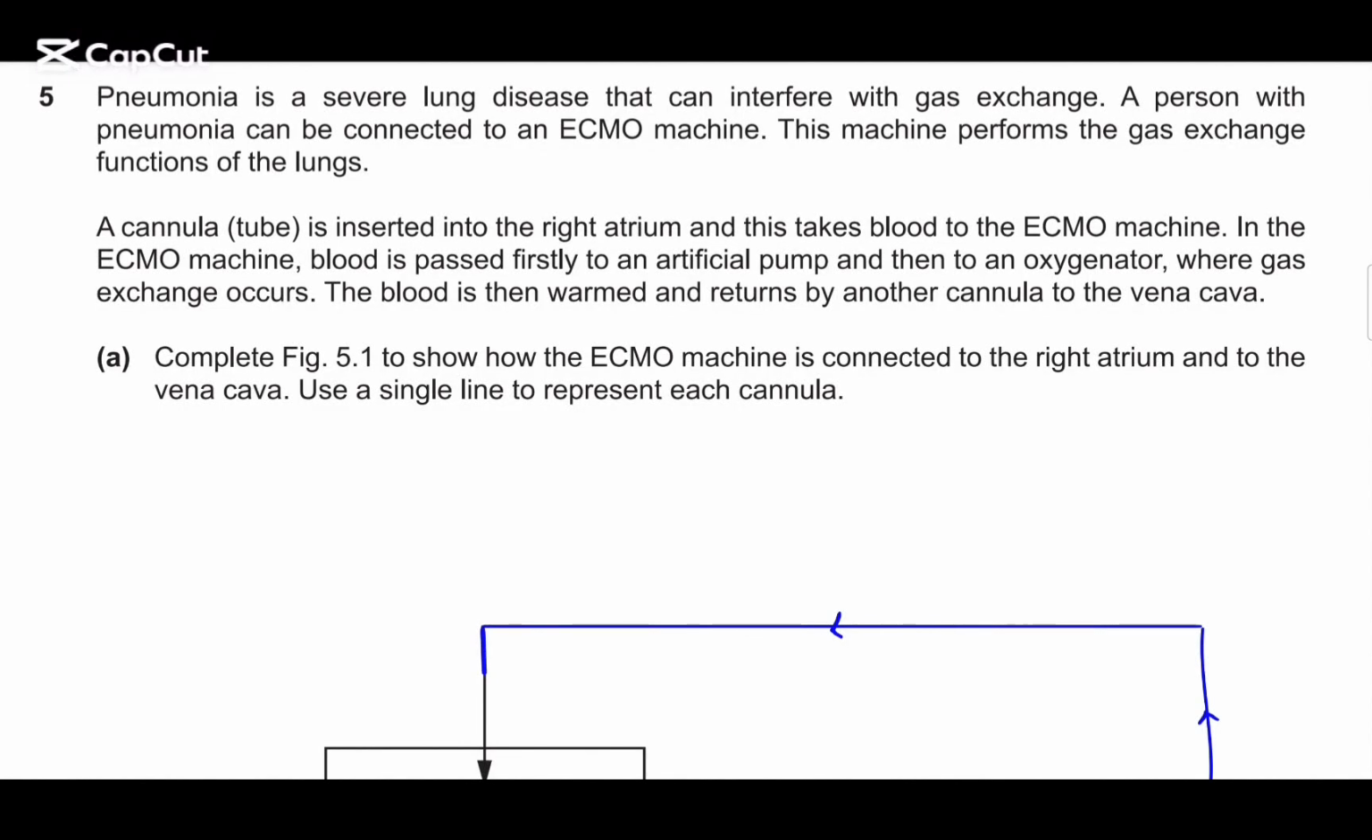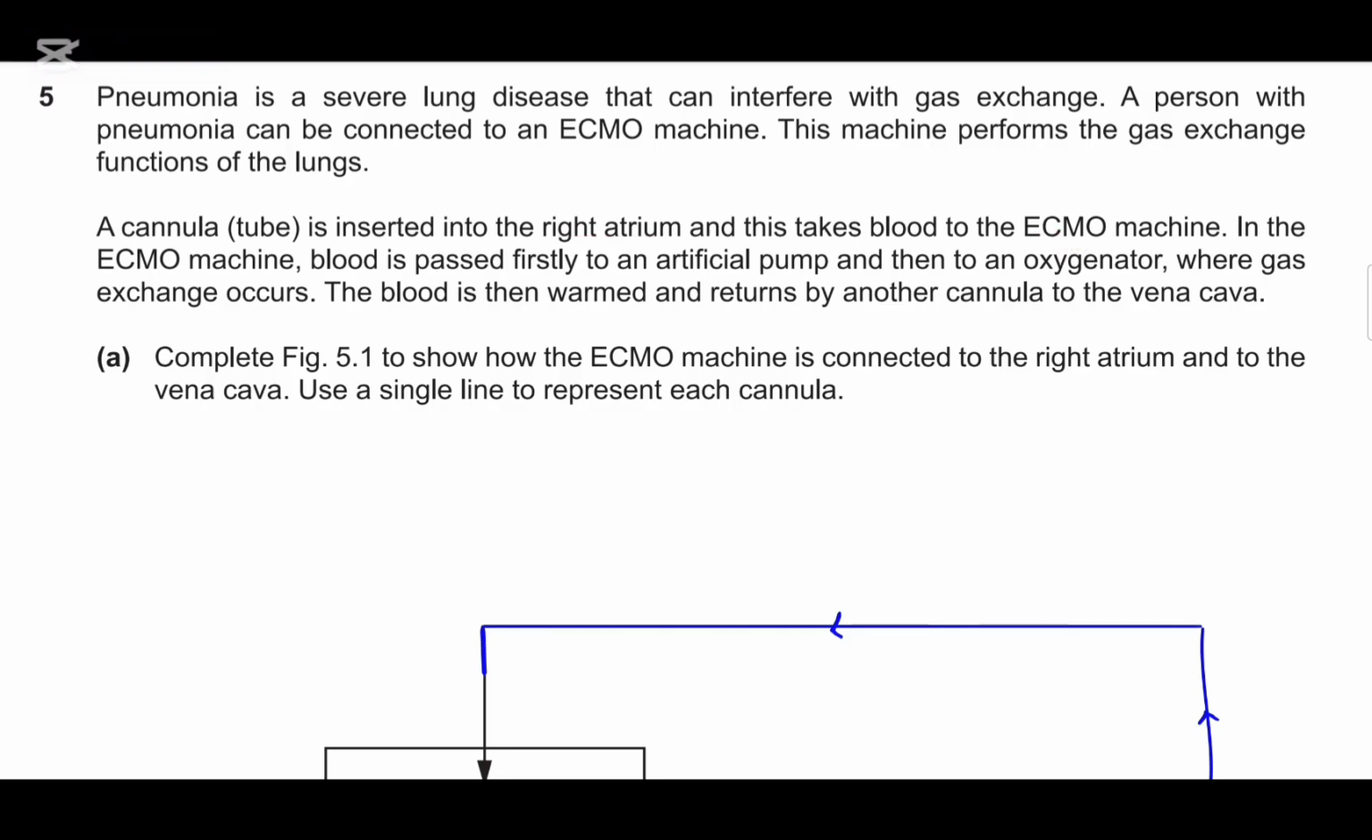Okay, this question is on the lungs. Pneumonia is a severe lung disease that can interfere with gas exchange. A person with pneumonia can be connected to an ECMO machine, which performs the gas exchange functions of the lungs. A cannula is inserted into the right atrium, which takes blood to the ECMO machine.